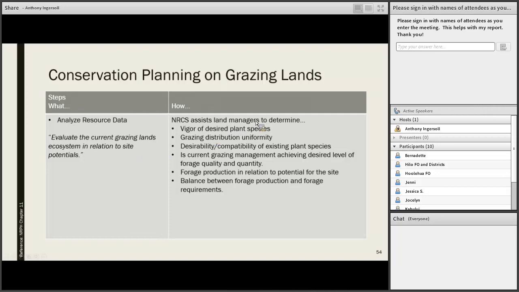So in the analysis stage, this is where we are using our different tools in order to determine the vigor and health of the plant species in the pastures, how uniform the grazing is across the place, the suitability and desirability of the existing plant species, whether the current grazing management is getting the producer what they want in terms of forage quality and quantity, or if it could be improved. Looking at forage production again in relation to the site's potential, and then seeing if we can influence the balance between forage production and forage requirements, or that forage animal balance, in order to help them move towards their objective.